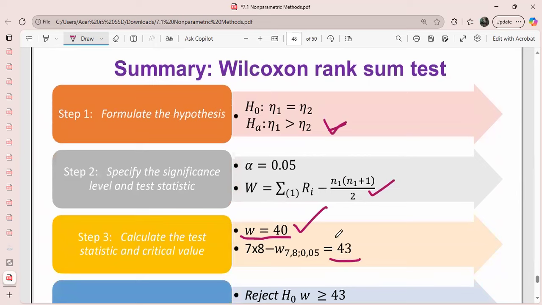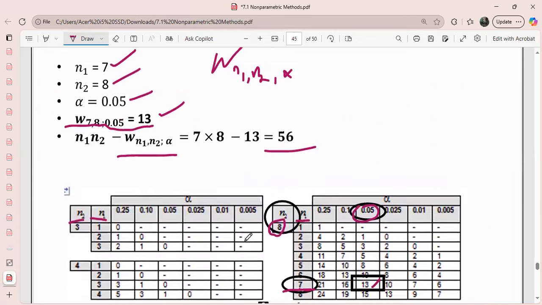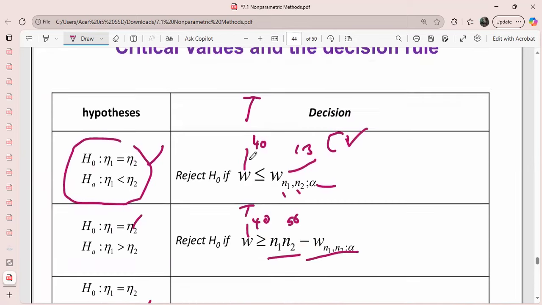Check. Are we going to use the method where the W of the test statistic is less or equal to the one for the critical value? This is 40. This is 43. Let's look at the decision rule there. This is 40. This is 43. The bigger one is which one? It's 43.